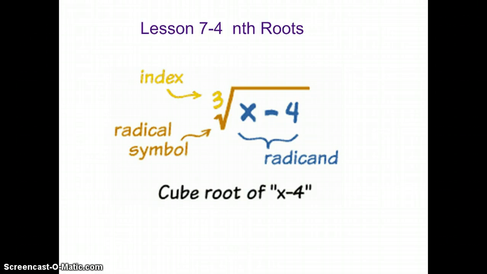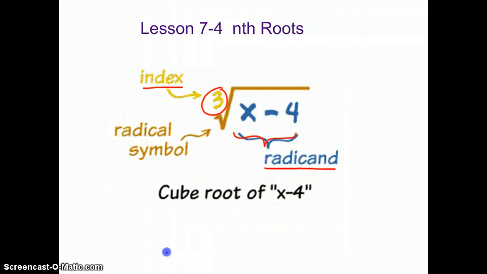Some important things to note is this number out in front, that 3, that's known as the index. And then anything that's underneath the radical symbol is known as the radicand. So if I refer to things using these terms, you should know what they mean.